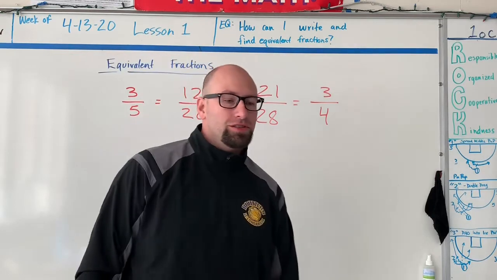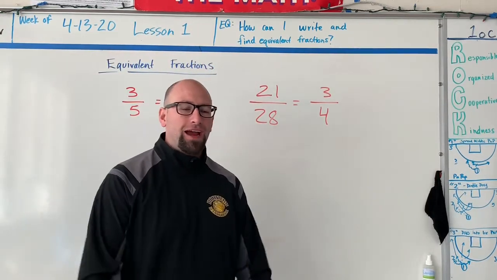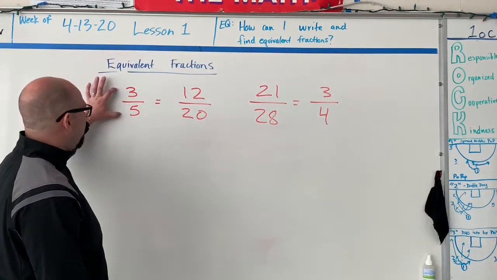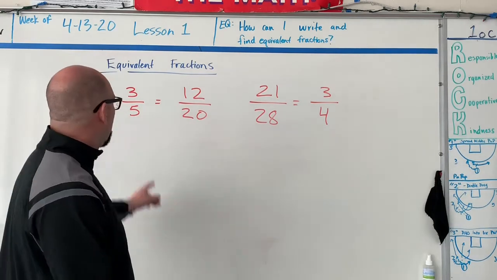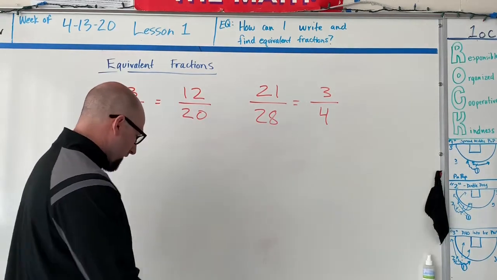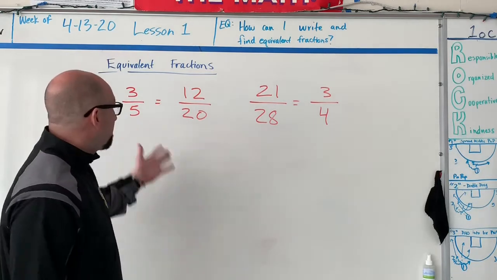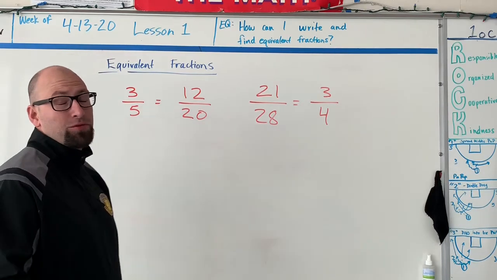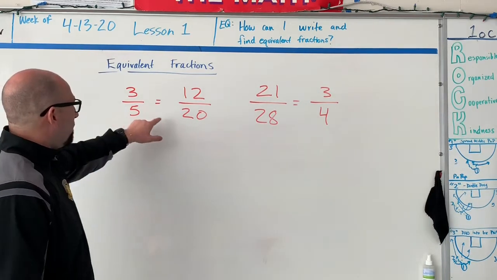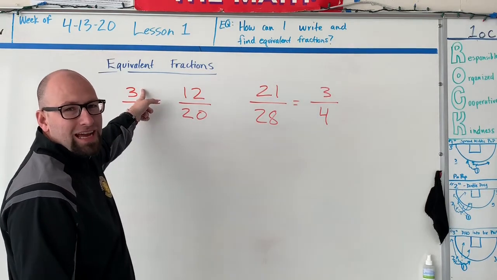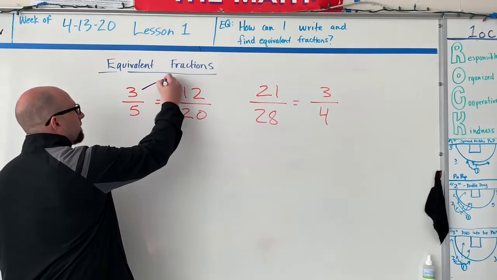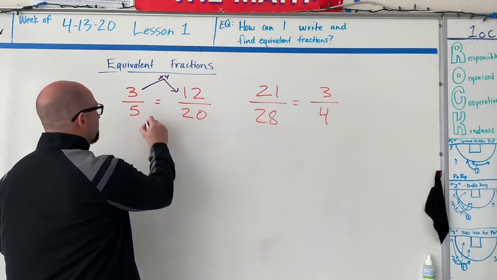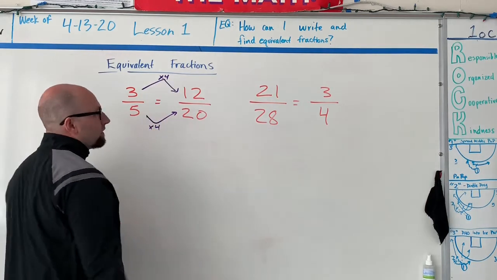Okay, so equivalent fractions are created by multiplying or dividing the numerator and the denominator by the same number. So here, we've got 3/5 is equal to 12/20. What we have to figure out is, what did we multiply 3 by to get to 12? If you know it off the top of your head, that's awesome. If you don't, maybe you use a calculator or a multiplication table. 3 times 3 is 9, 3 times 4 is 12. So I'm going to multiply 5 times 4, which is 20. So those are equivalent fractions.